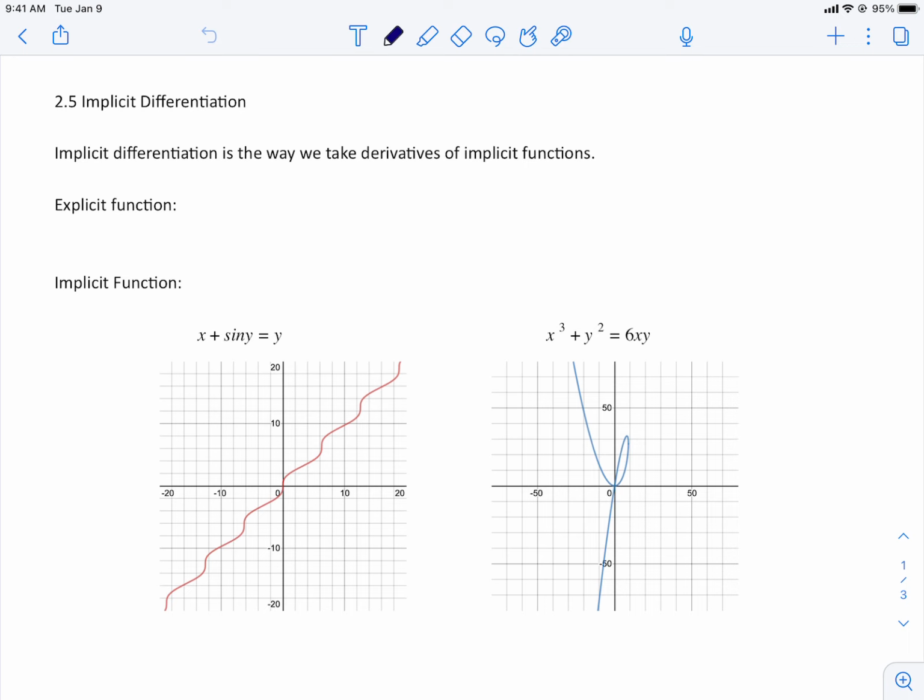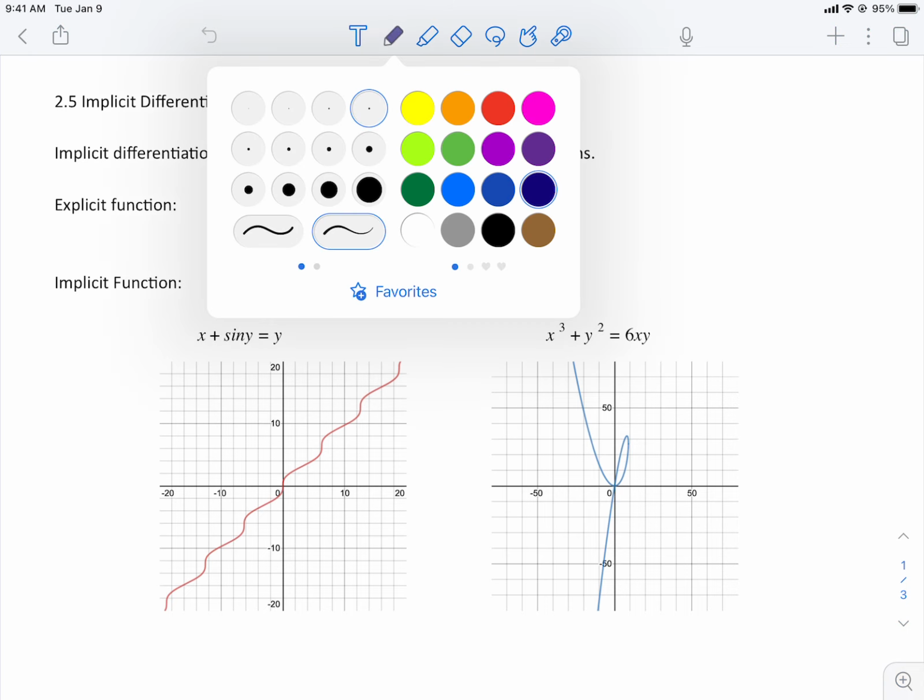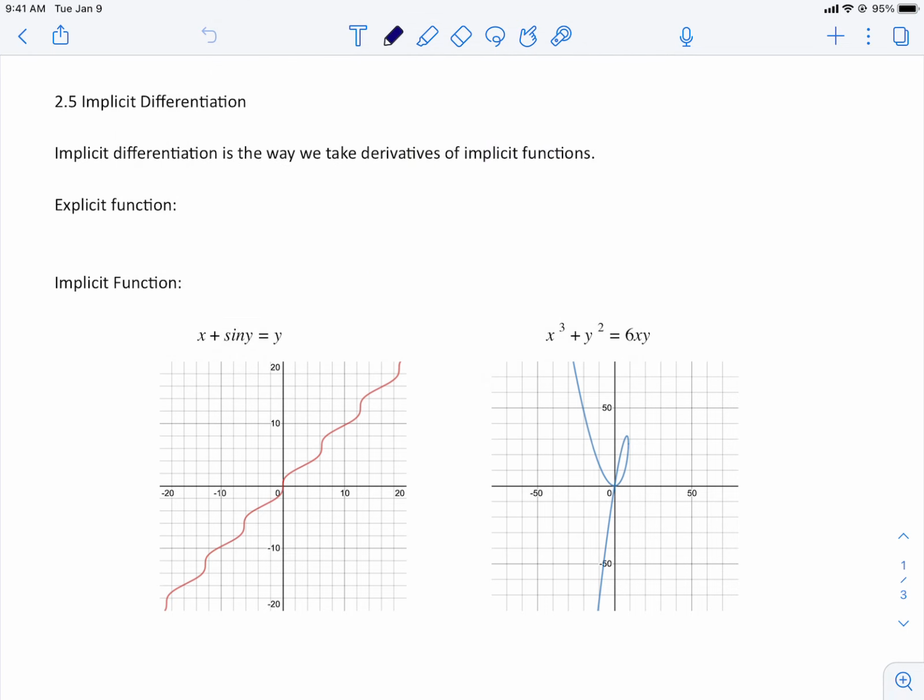I'll try to make this as brief as possible with a few examples and do my best to explain so that there are no questions. Obviously, when I come back, we can go through this in more detail, but the lesson for today will be on implicit differentiation.